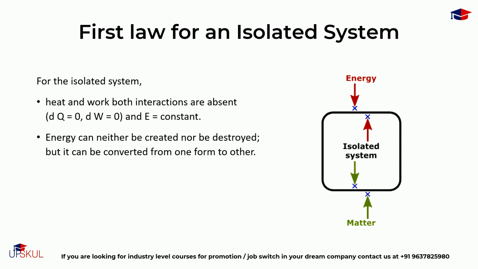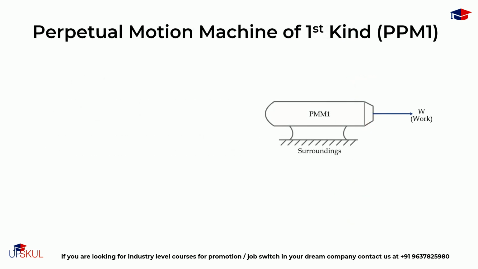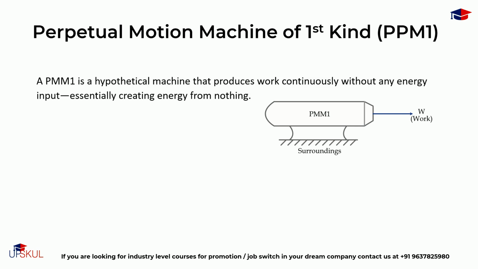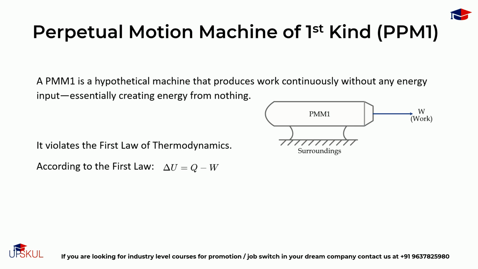Corollary 3 is the perpetual motion machine of the first kind. It is a hypothetical machine that produces work continuously without any energy input, essentially creating energy from nothing. It violates the first law of thermodynamics, which states that energy cannot be created or destroyed.